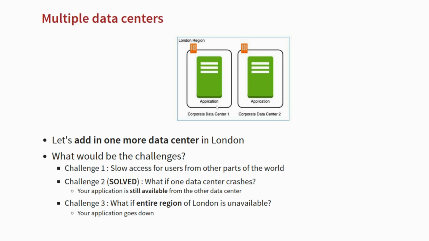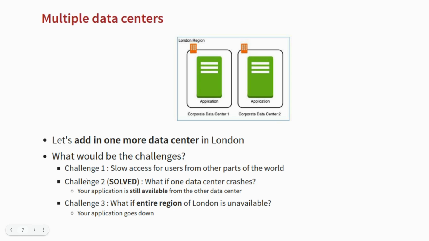So now the application is deployed in two data centers, data center 1 and data center 2. Challenge one remains: we still have slow access for users from other parts of the world, because this is in the London region. If you try to access it from Mumbai or any Indian location, you're not able to access it well because of the high latency. Challenge two is resolved: if one of the data centers crashes, I can access the application from the second data center. So your application is still available.